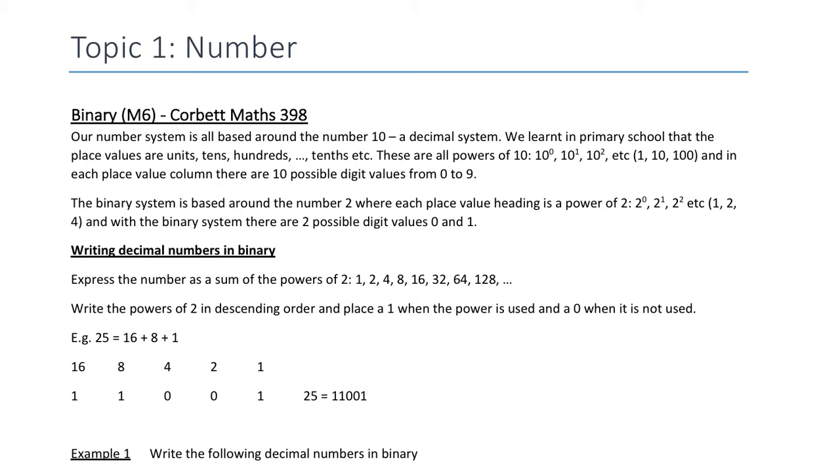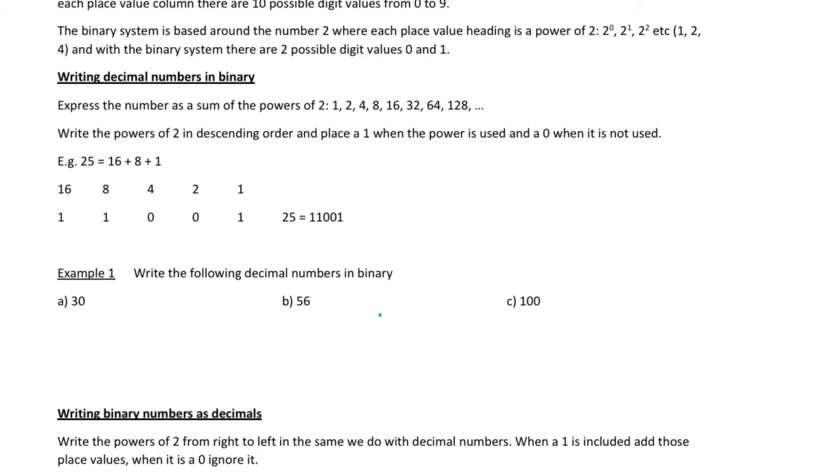So we're going to look at how we can write decimal numbers in binary form. Writing decimal numbers in binary: express a number as a sum of the powers of 2. So 1, 2, 4, 8, 16, 32, 64, 128, and so on. It is well worth your while to learn off that these are the powers of 2, and remember how you get from one to the next.